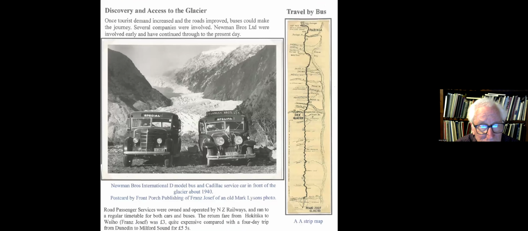So this is another photo. Again, wouldn't use it, but it tells you about the types of vehicles which are there and who owned the road passenger services. It was New Zealand Railways, which is maybe a bit unusual, but in New Zealand, railways perform quite a lot of services other than just transporting usual goods and people.